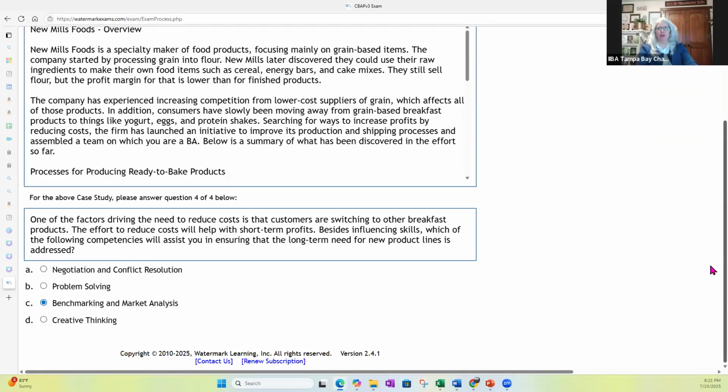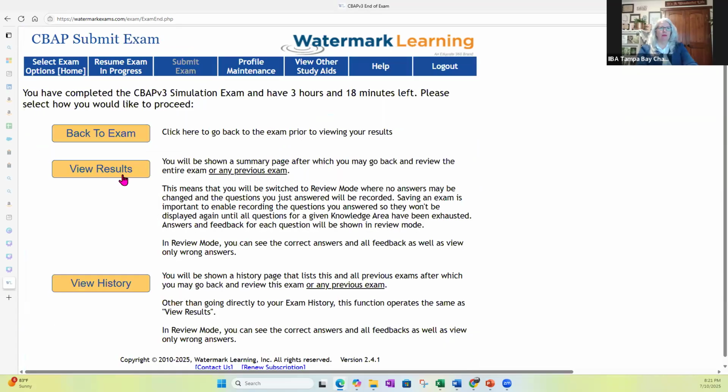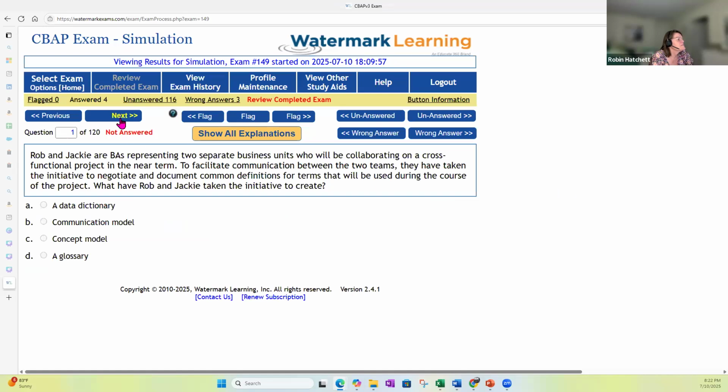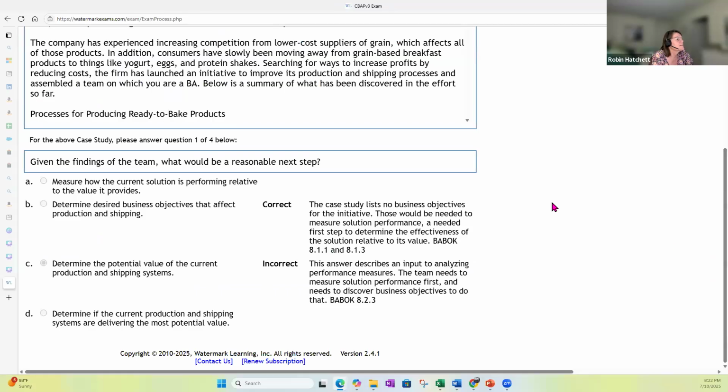We've answered 4 questions, so the whole score is going to be wonky. We got 1 out of the 4 right. Oh my gosh. So we could view this exam's questions, and then go back to see which ones we got incorrect.